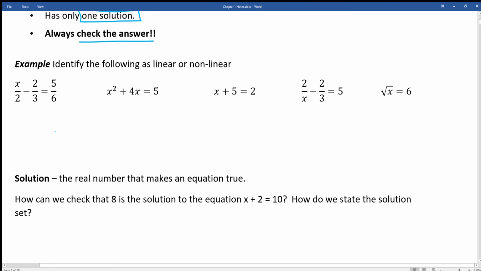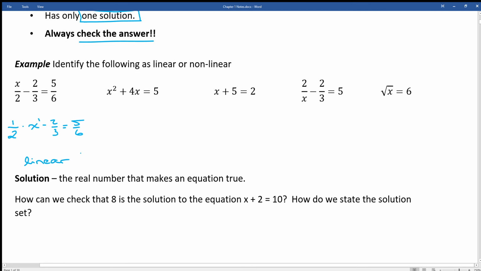So this first equation is linear. And it might look a little weird the way it's written, but x over 2 means x divided by 2. You can also show x divided by 2 by putting 1/2 x. 1/2 x is the same as x divided by 2. And then if I kept rewriting the equation, you can see that it's written in ax plus b equals c form. The exponent on the x is a 1, so this is linear.